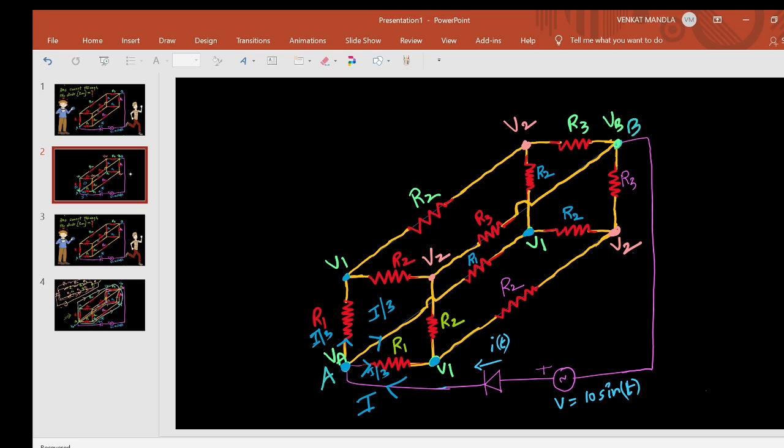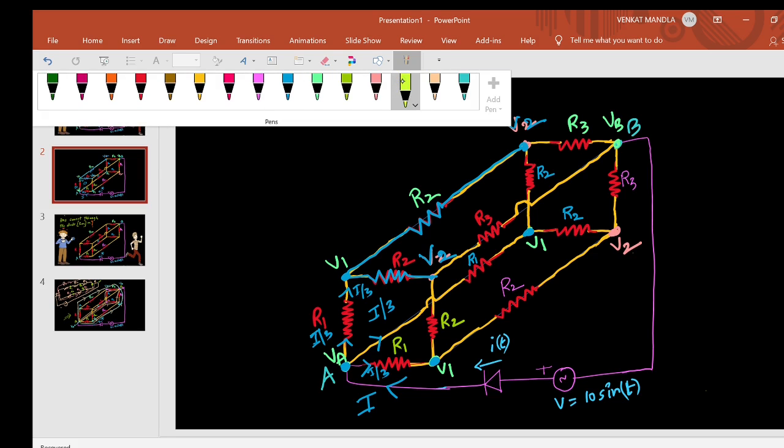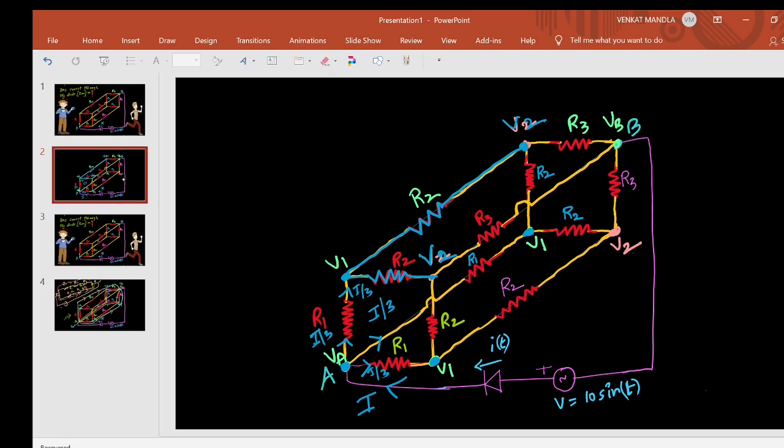Next, after V1 we have R2, and after R2 we have the V2 voltage. Same here also: after V1, this is R2, this is V2. There are two branches. Here the current is I by 3, and the current should be divided here and here.